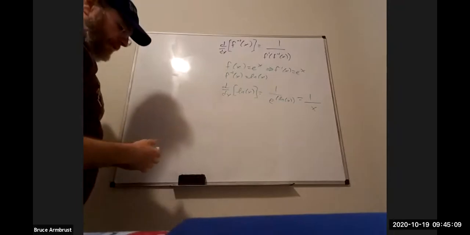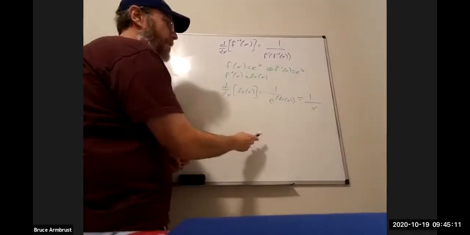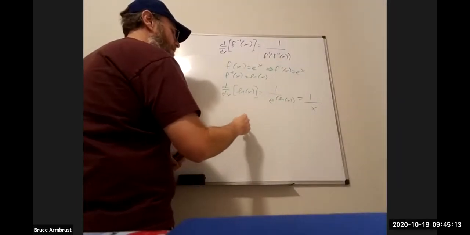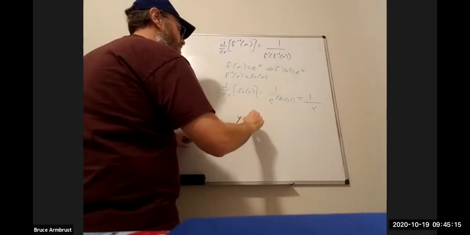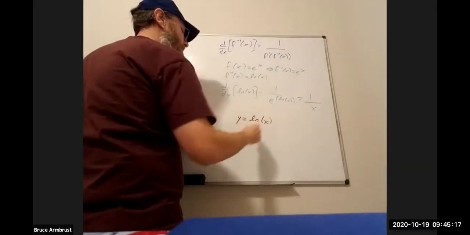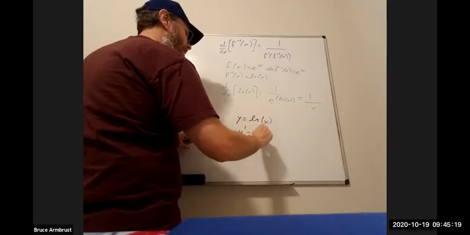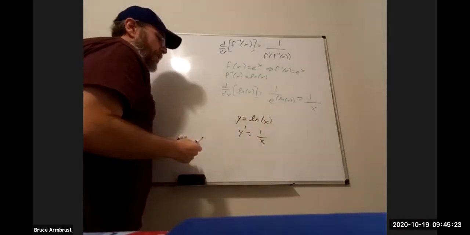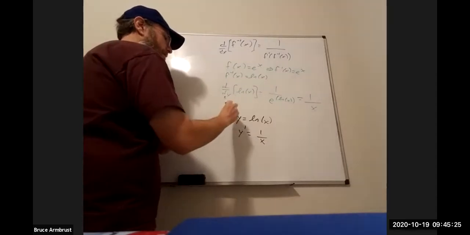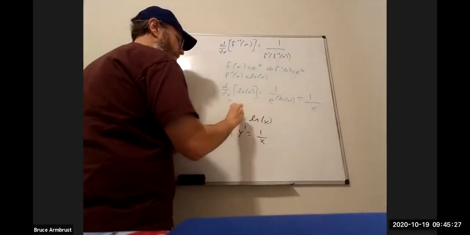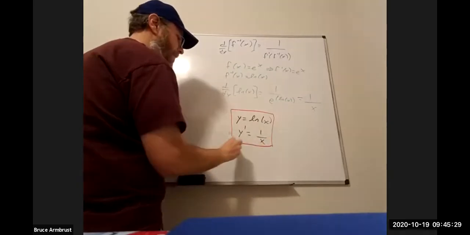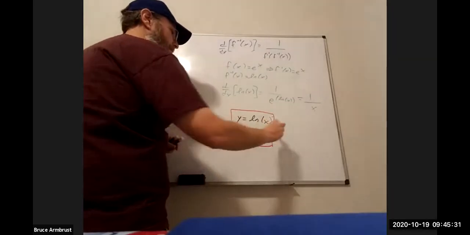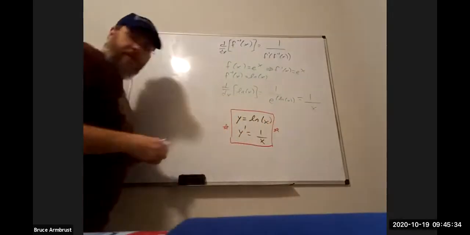Let me move all this over here. All right, so here's what we just found out. If y is equal to the natural log of x, y prime is equal to 1 over x. So let's put that in a box. Also with a couple stars.